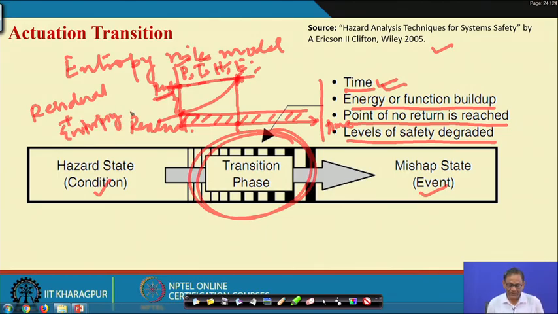So, it is you who must understand how much risk you are living with in the system, and how much risk will be created if the system is not maintained over its life cycle. This is the point where energy builds up to a level, a point of no return is reached, and levels of safety are degraded with reference to process, technology, human, environment.